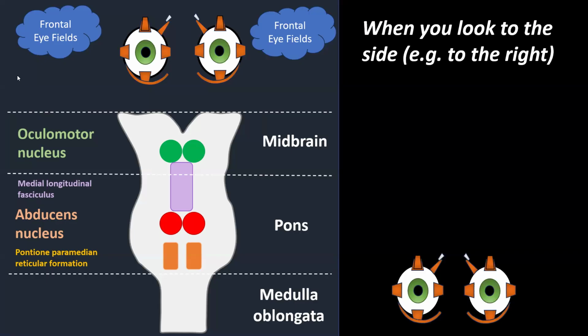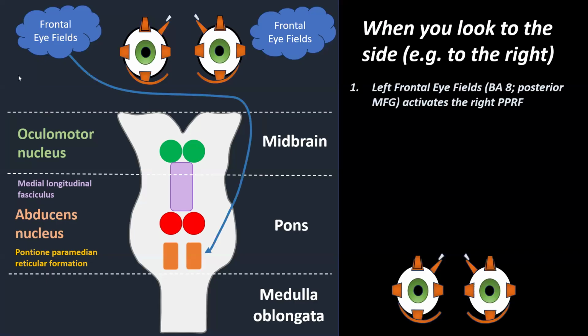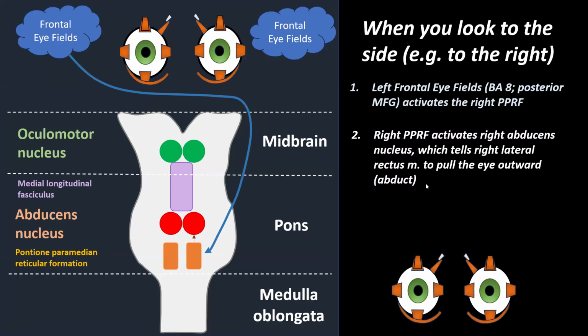Well, it all starts in the brain at the level of the frontal eye fields, which are located posteriorly in the middle frontal gyrus. These activate a structure in the brainstem contralaterally called the pontine paramedian reticular formation, and this in turn activates the abducens nucleus. The abducens nucleus, in this case located in the right part of the brainstem, will innervate the lateral rectus muscle of the right eye, causing the eye to be pulled outward or to abduct.